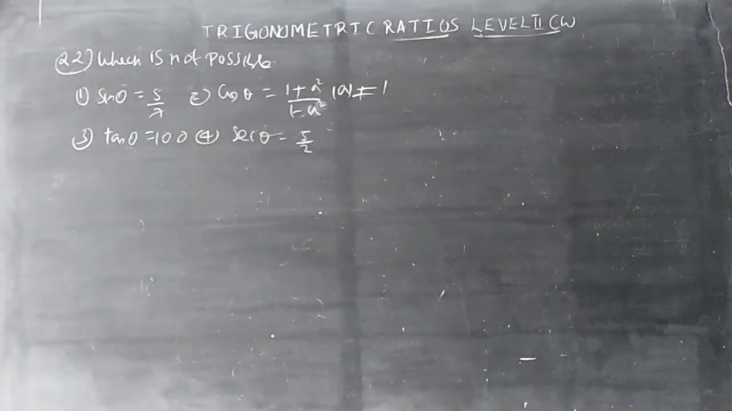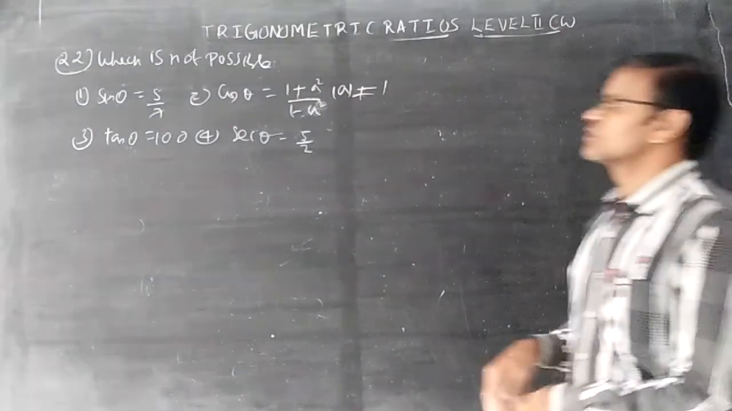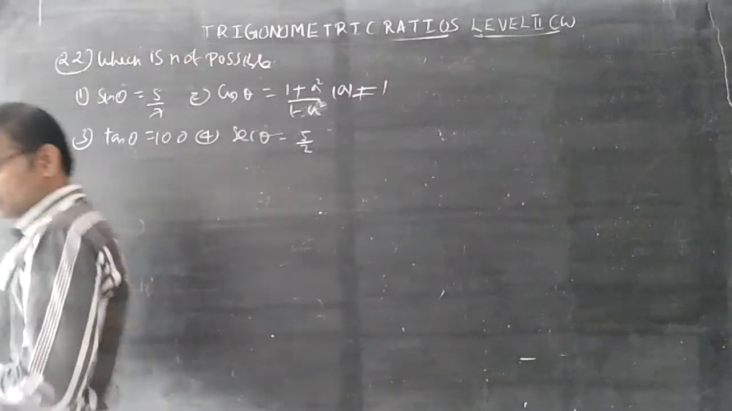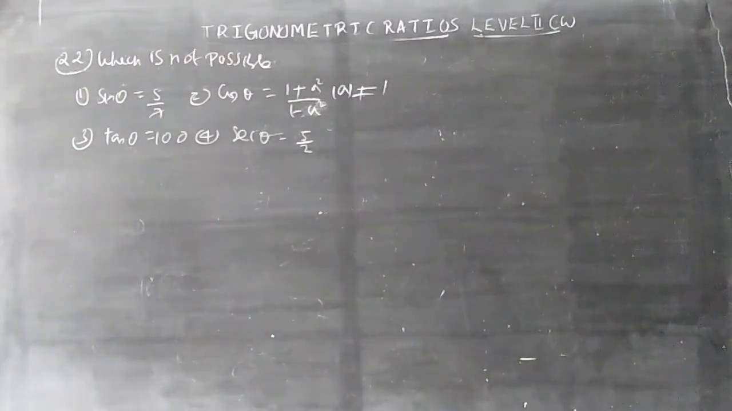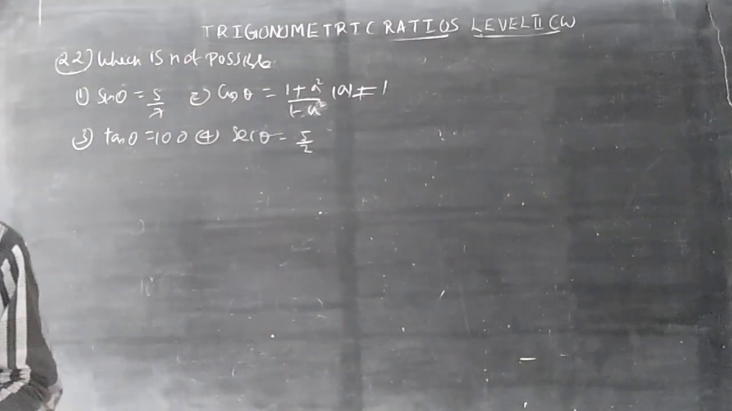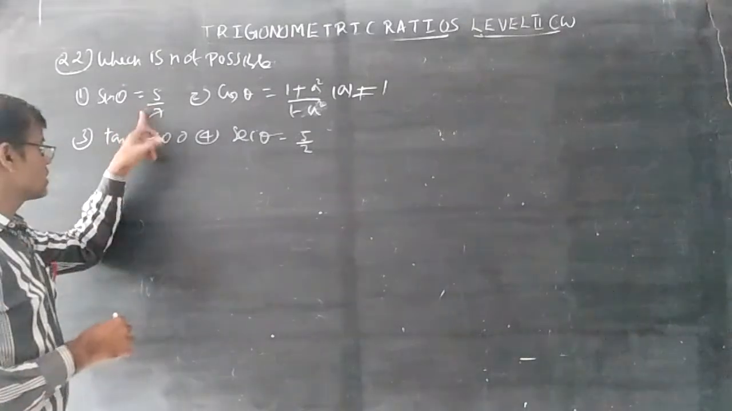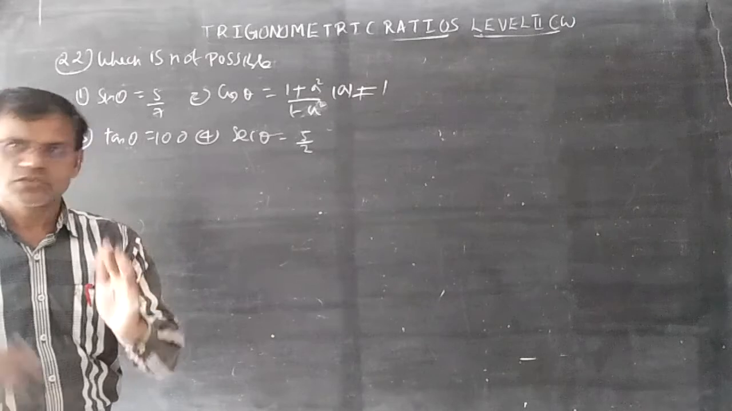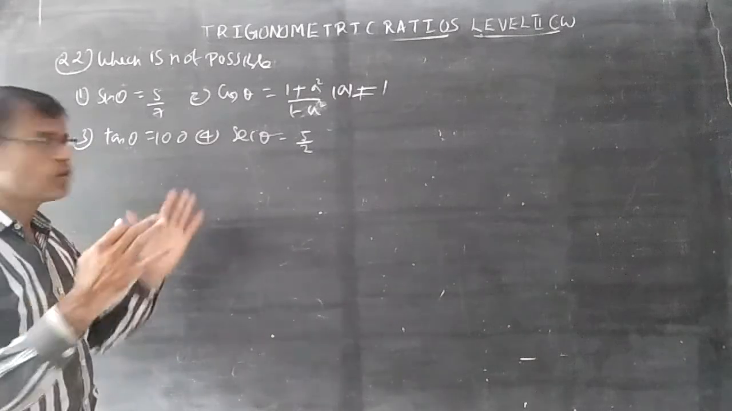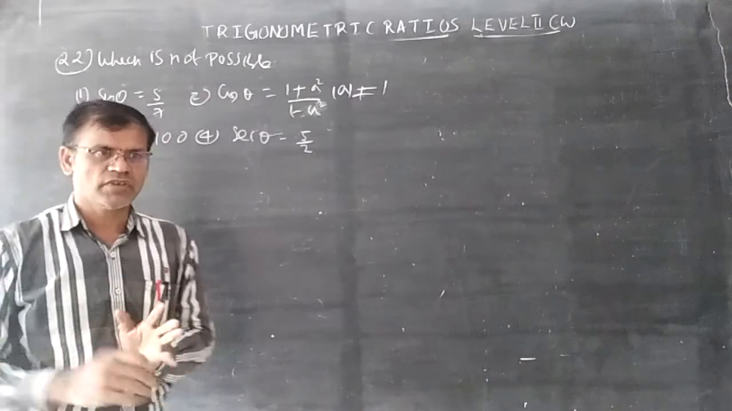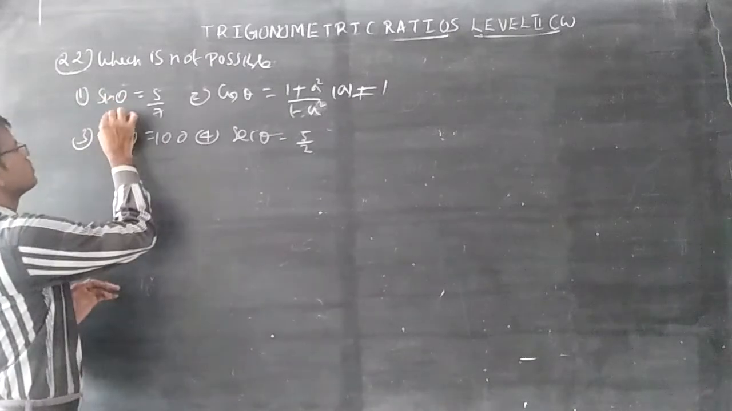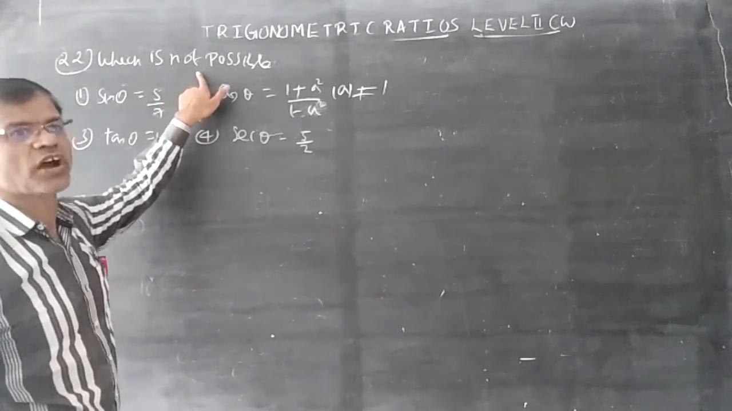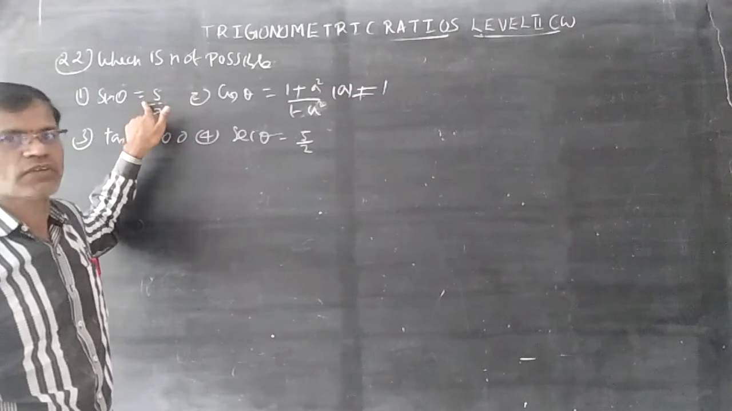I said the range of sin theta, options you write now. You should write options. Sin theta, minimum value how much? Minus 1. Maximum value 1. So what is the value of 5 by 7? Can you say? 0 point something. So does the value lie between minus 1 and 1? Yes, less than 1. So it is true. He is asking about not true, not possible. It is possible, so it is not our option.